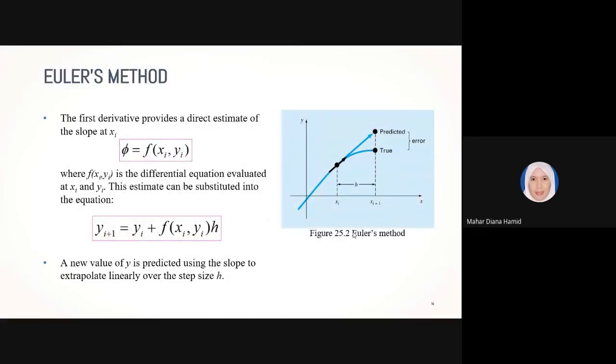Euler's method is where we use the first derivative to provide a direct estimate of the slope at xi. So the first derivative provides a direct slope. This is the slope here, this is phi. So phi here provides a direct estimate of the slope at x subscript i, and f(xi, yi) is the slope, the ODE evaluated at xi and also yi.